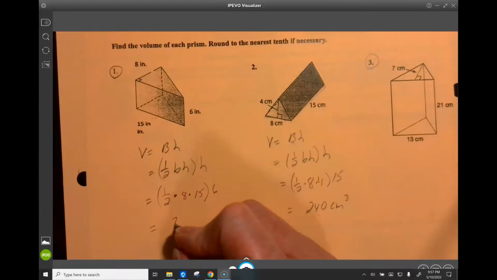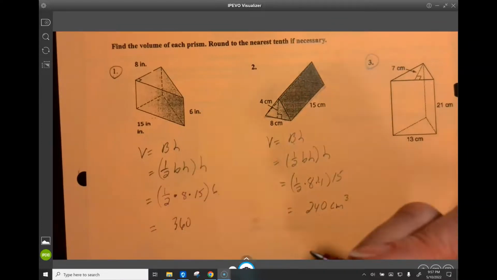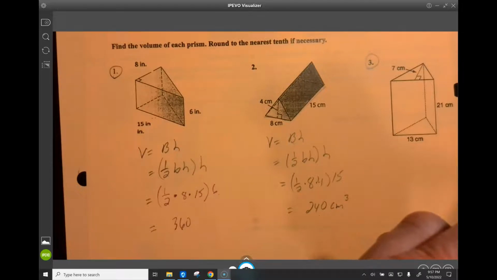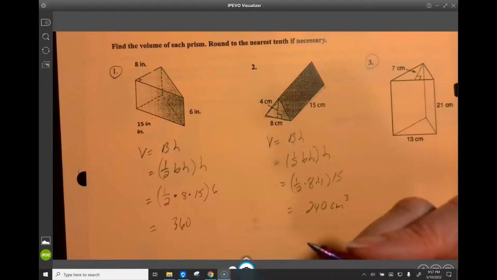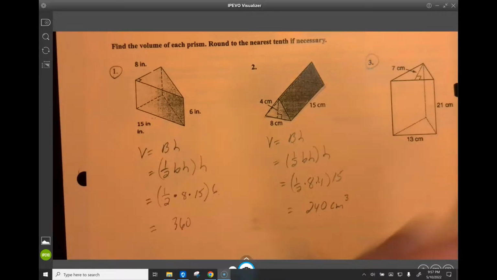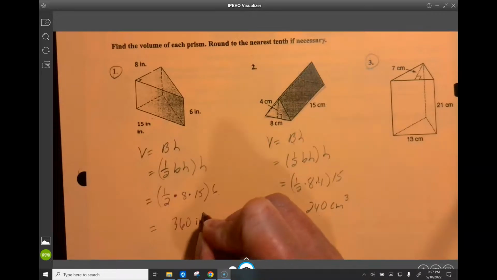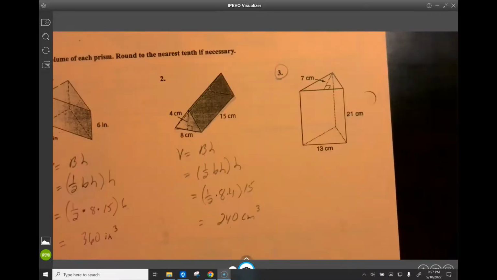I got 360. Did you get 360? Yep, twice, so I'm going to go with that. Inches cubed. Good. Try number 3. Go.